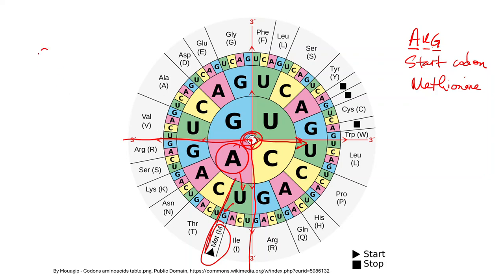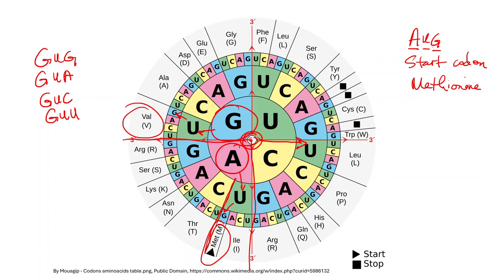Now, if we look further, we see some other codons. Let's say we're looking at GUG. We would start here at the center with a G. We would go outward to a U, and then we would go outward again to G, which means GUG stands for valine. Notice all of these codons, GUG, GUA, GUC, and GUU, all are going to correspond to the amino acid valine. So that's that redundancy that I talked about in the genetic code.